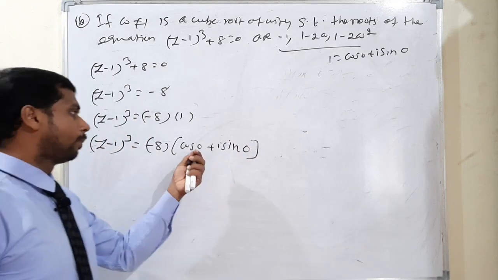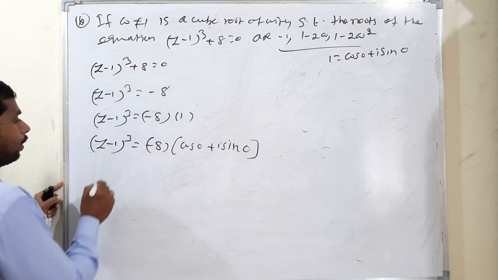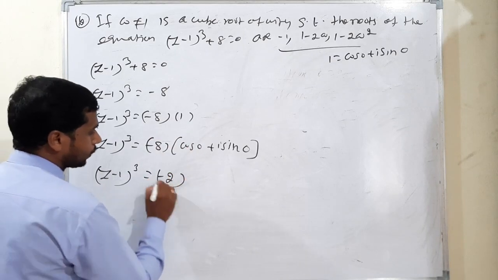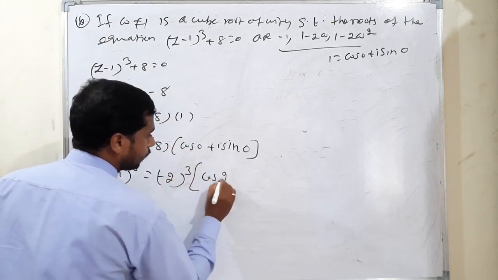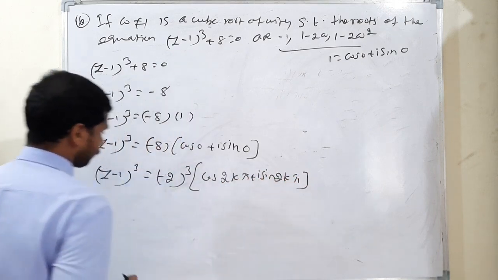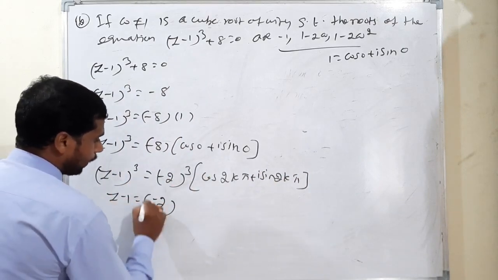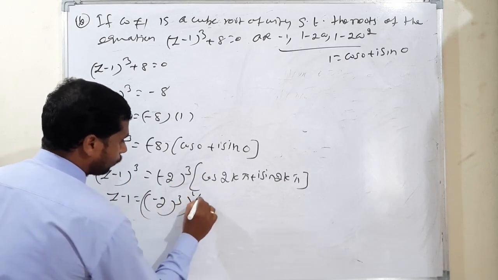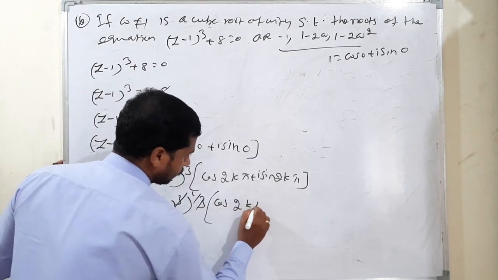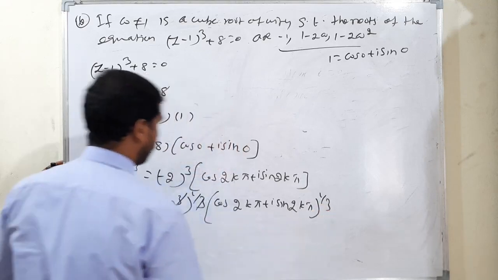So the general term of polar form means add 2k pi. Already it is 0, so 2k pi plus 0 means only 2k pi will come. Therefore, z minus 1 the whole cube. How to split the minus 8? Minus 2 the whole power cube. Then cos 2k pi plus i sin 2k pi. Now cube bring out opposite side, means z minus 1 is equal to minus 2 the whole cube, the whole power of 1 by 3. So 3 cancel. Then cos 2k pi plus i sin 2k pi the whole power of 1 by 3.